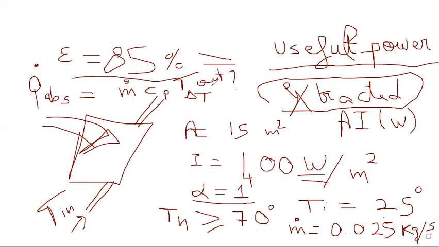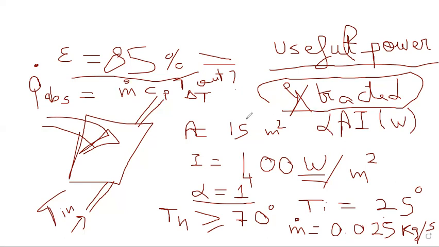In case they gave you the value of alpha, you should first do alpha times A times I, which will give you the extracted power, and then you should multiply by the efficiency, which is epsilon, which is 85%.